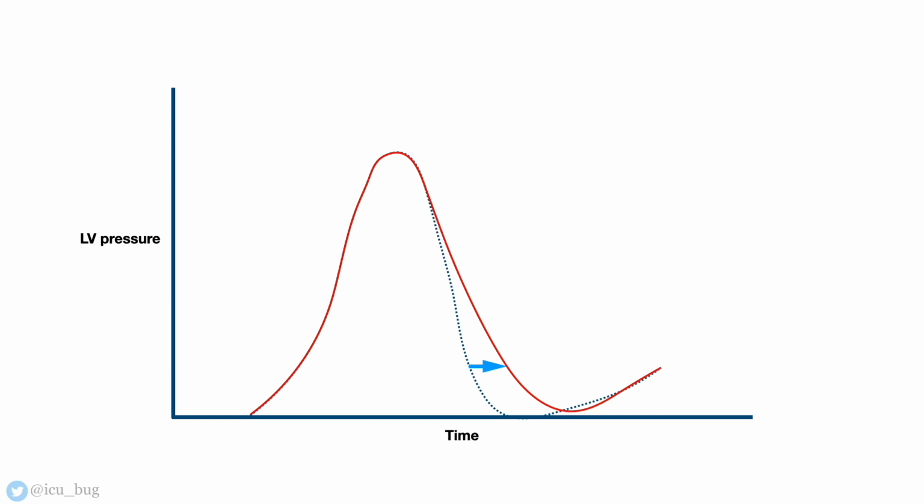We can estimate the lusitropic property of the heart by seeing how fast the LV relaxes during isovolumetric relaxation. As in this case, we can see that the time taken for the LV to relax during isovolumetric relaxation is increased, thereby suggesting early diastolic dysfunction due to impaired relaxation.